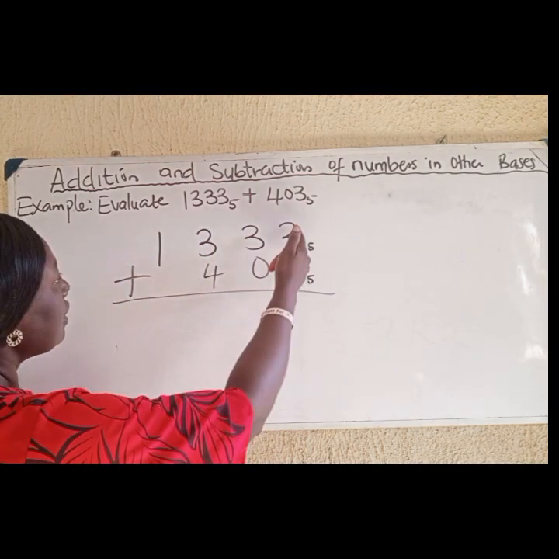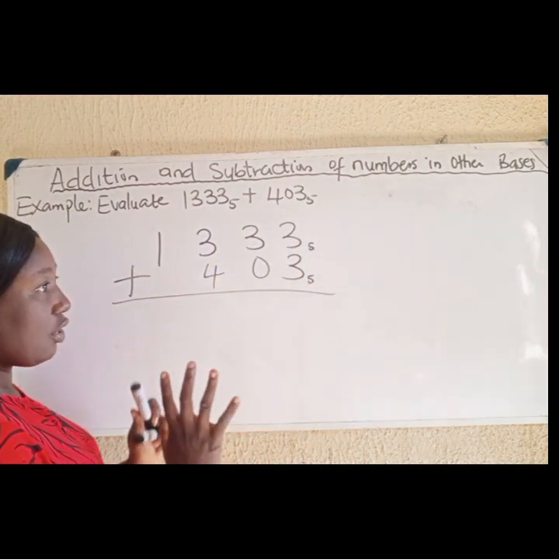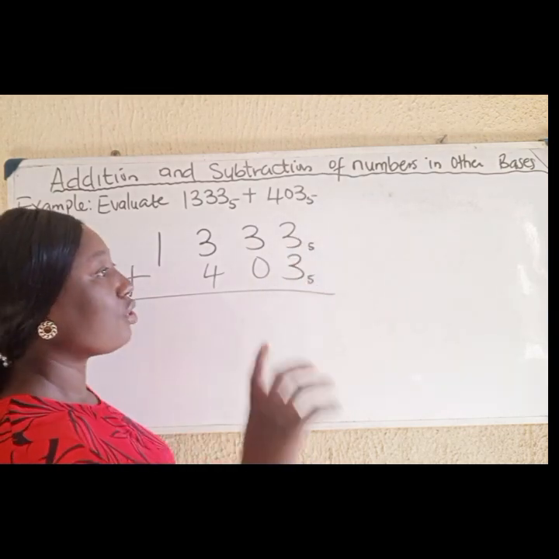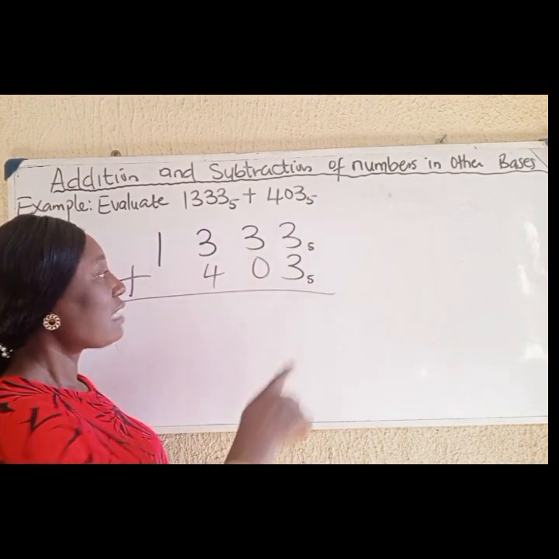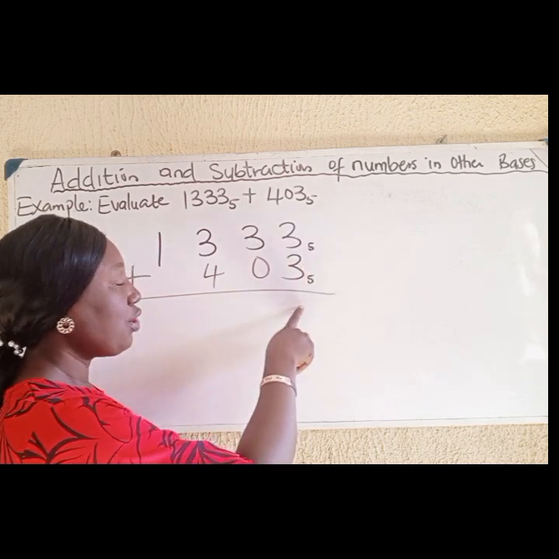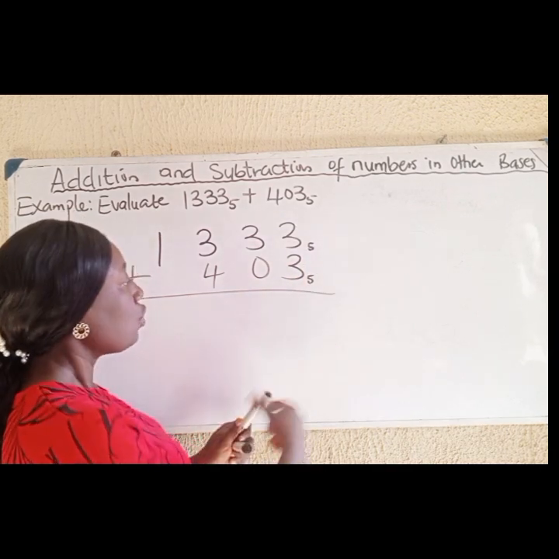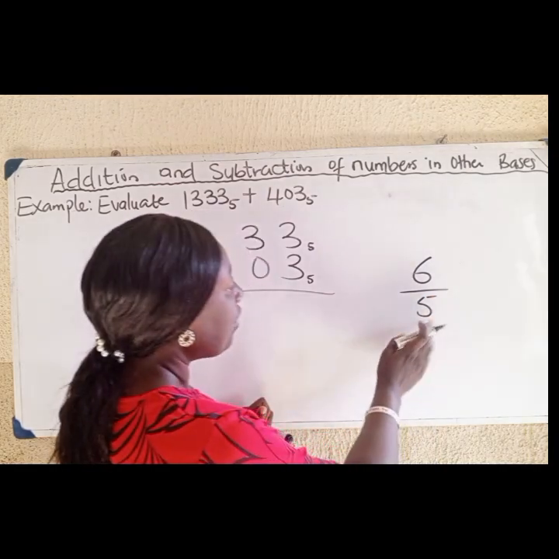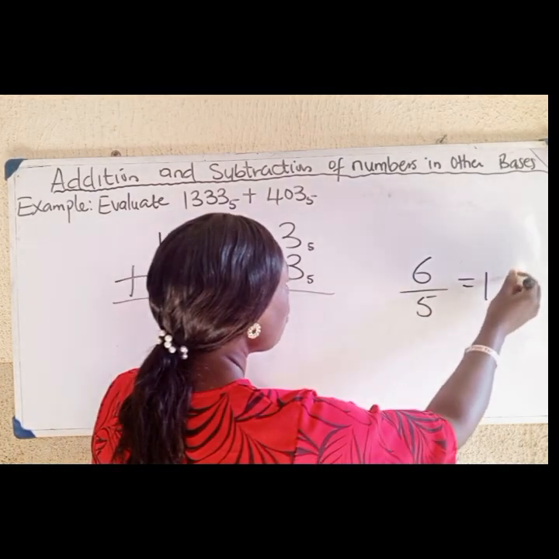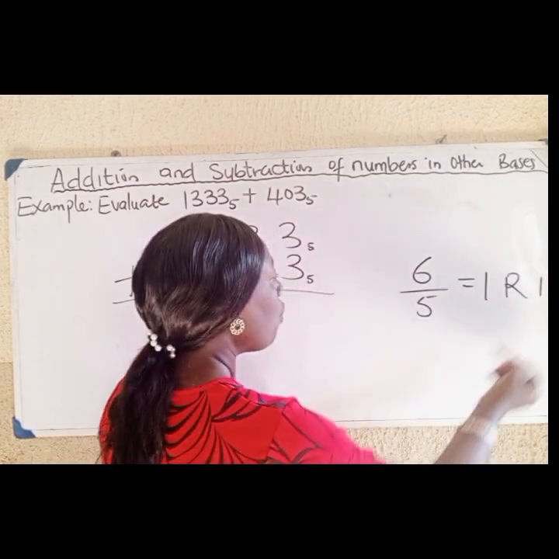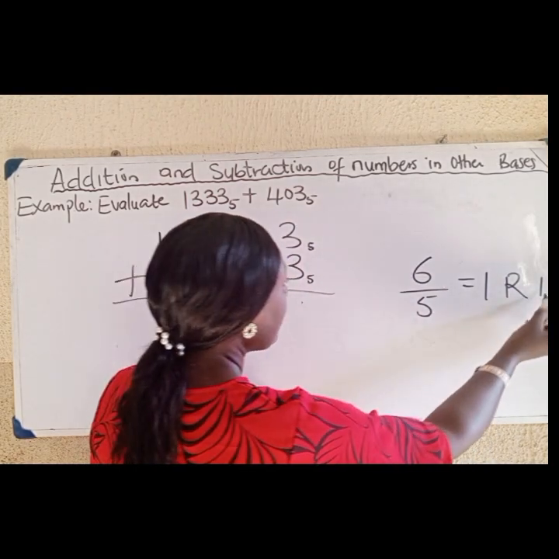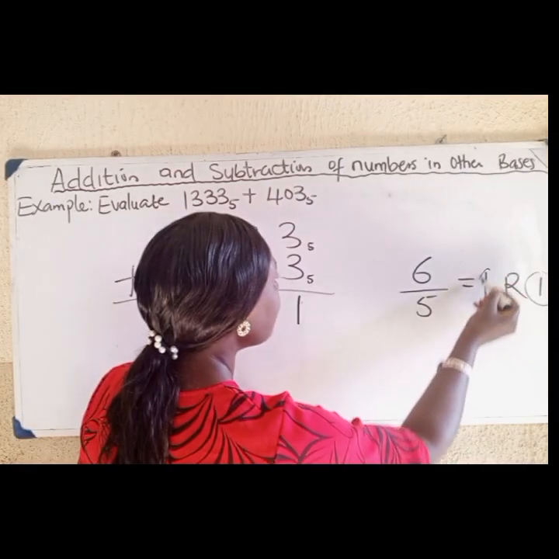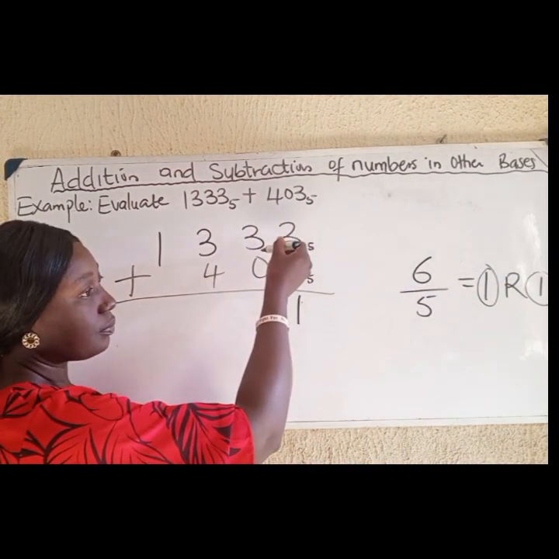So I add 3 plus 3 will give me what? Under normal adding, which is in base 10, 3 plus 3 will give me 6. But because I'm adding in base 5, I will not write 6 here. So what I will do, I will say 6 over 5. 5 dividing 6 will give me 1, remainder 1. What I will write here now is the remainder, which is this one. So I'll write my remainder here and carry this one to the next number.